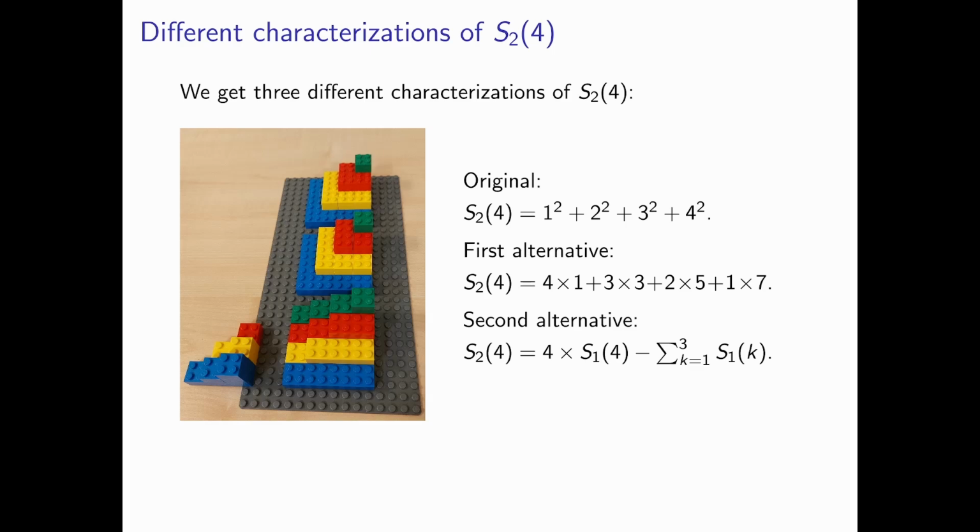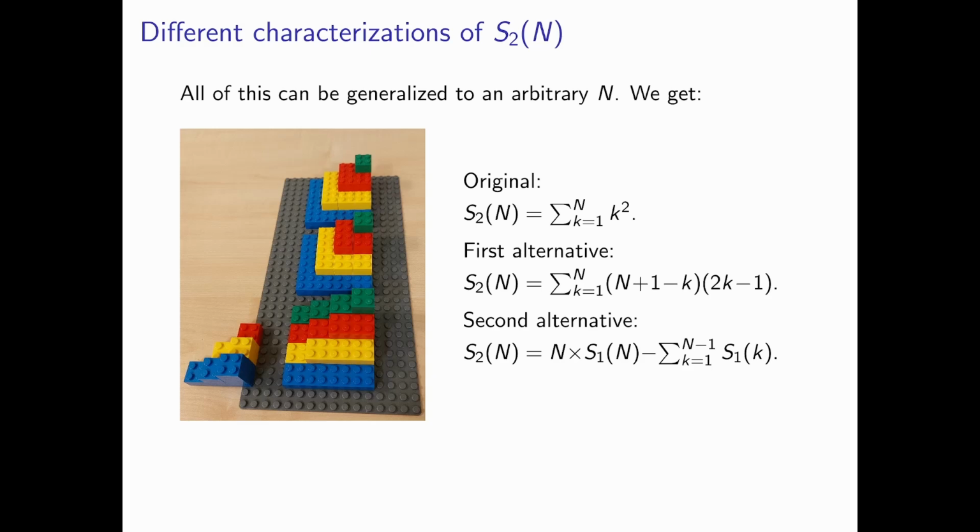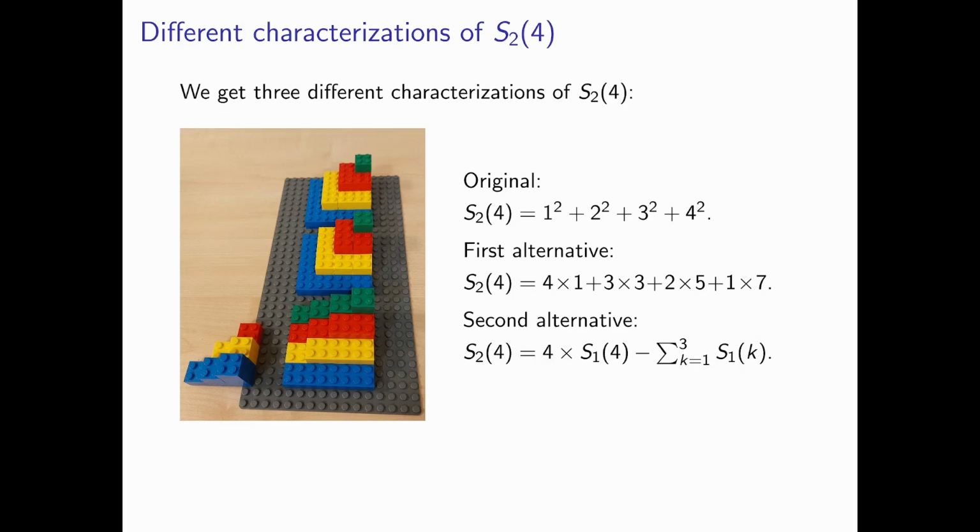Now this is a lot more straightforward to generalize. As we can see here, s sub 2 of n can be written as n times s sub 1 of n minus the sum as k ranges from 1 to n minus 1 of s sub 1 of k. And this is almost perfect, but there are a few details here we want to note. First, the upper limit for the index k in the summation here needs to be n minus 1 instead of n.